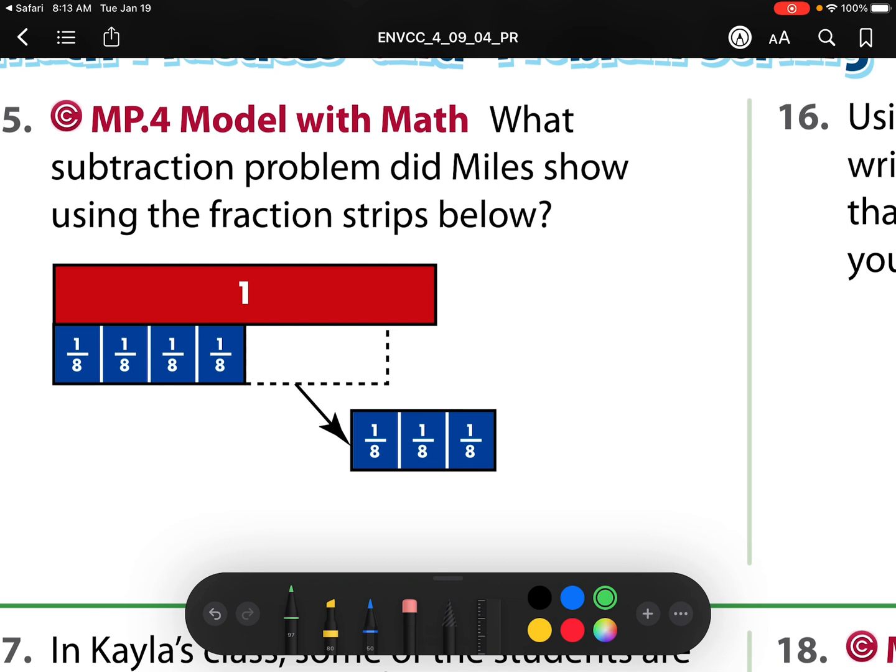Model with math. What subtraction problem did Miles show using the fraction strips below? What did he start with? Well, he started out with 8, so that part's easy. And we start out with 1, 2, 3, 4, 5, 6, 7. So he started out with 7 eighths.